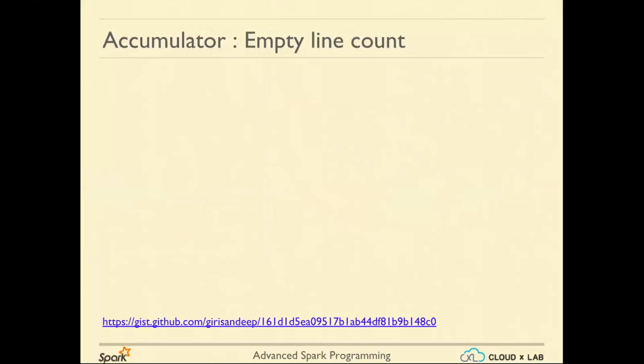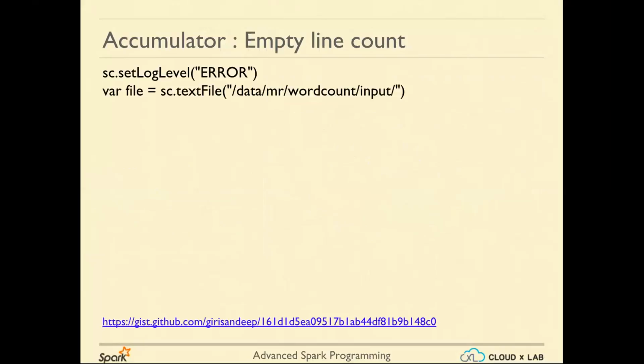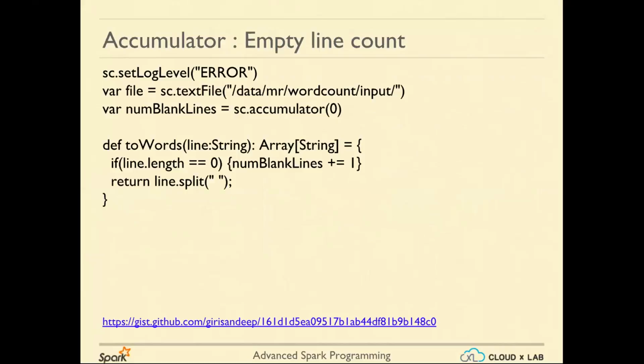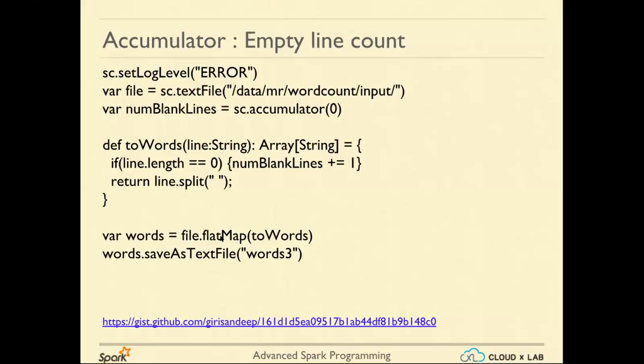All right. Let's say you want to count how many empty lines there are. What you will do is first create the RDD from the folder, and then create an accumulator called number of blank lines. Then you define a function called, say, toWords. In toWords, if the line's length is 0, then you increase the number of blank lines. Otherwise, you call the split function. When you are increasing this, it is essentially calling your accumulator. You're appending to the accumulator. And then you can say flatMap and saveAsTextFile.